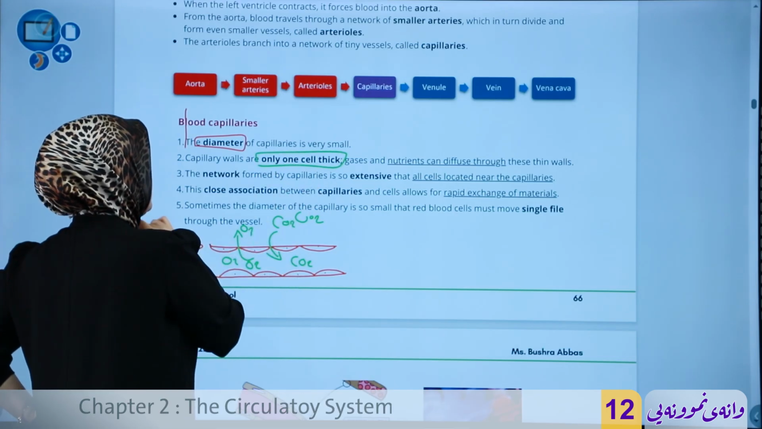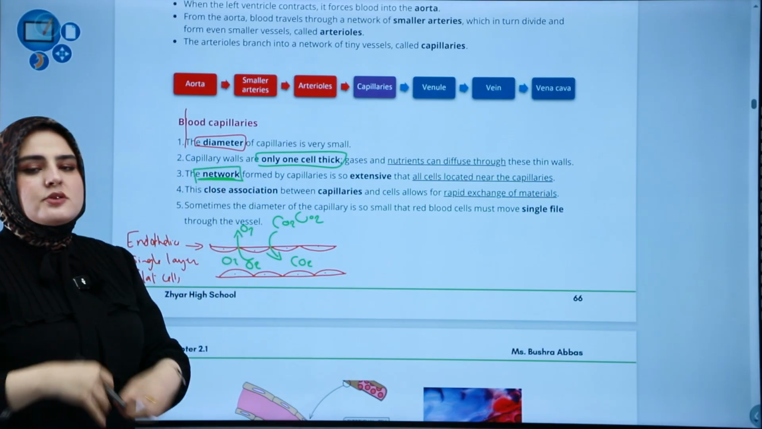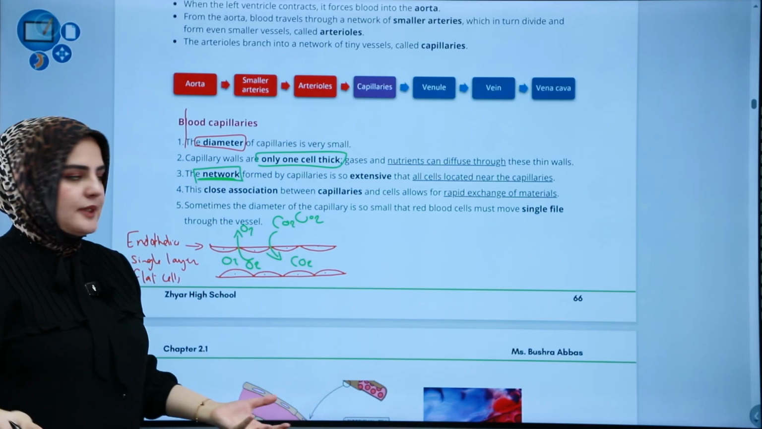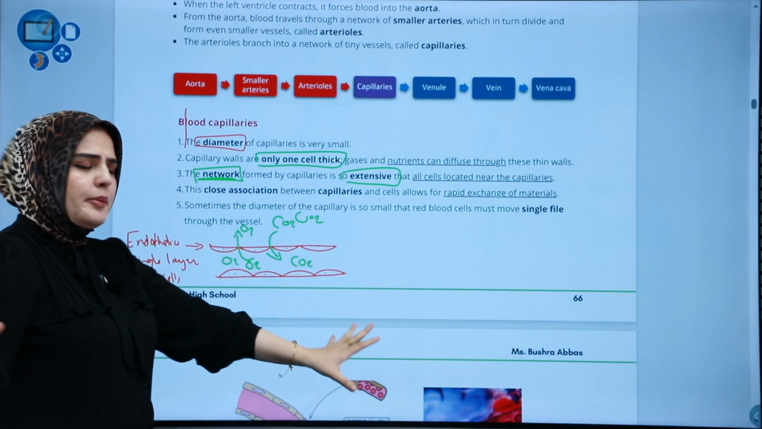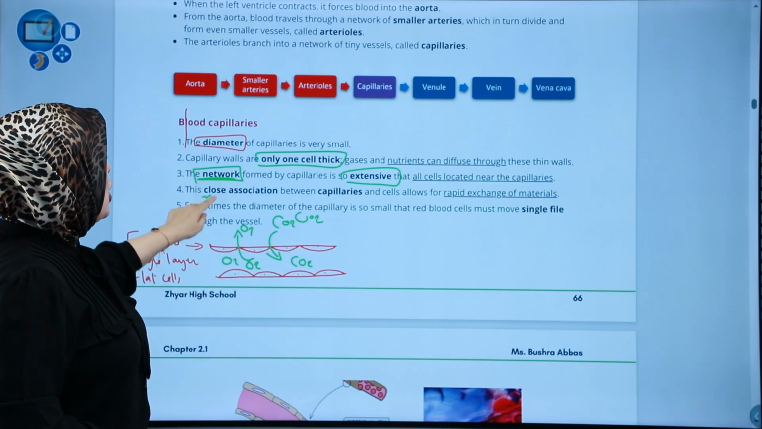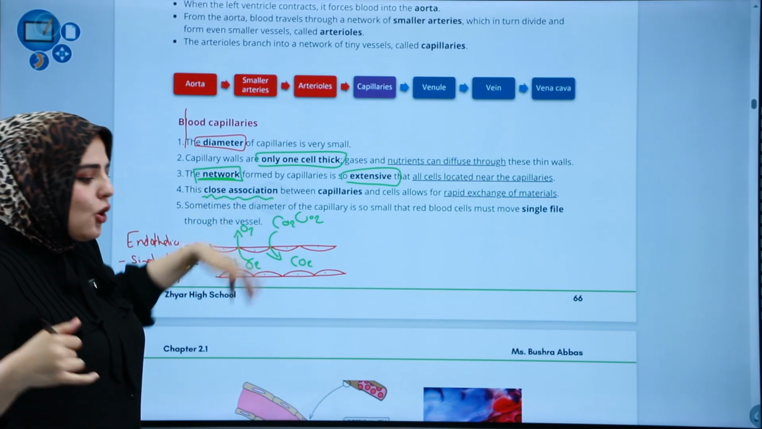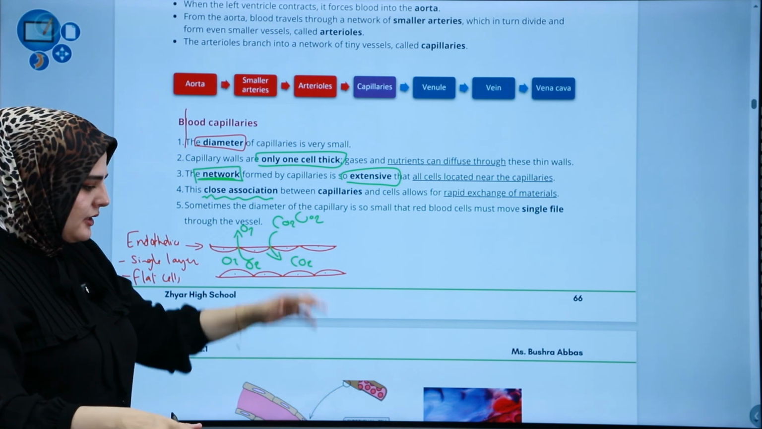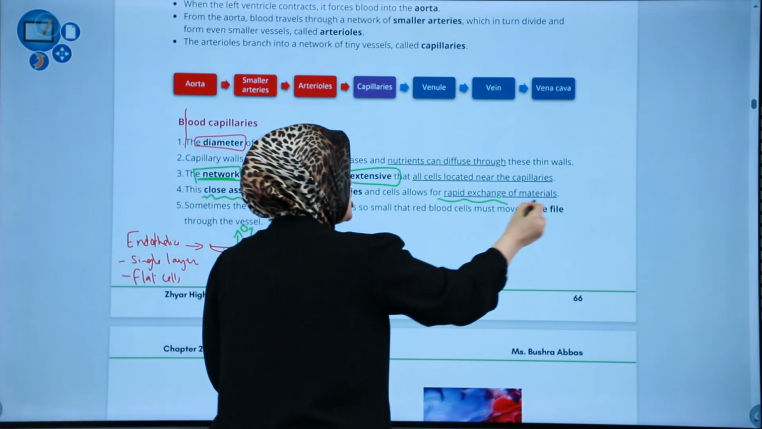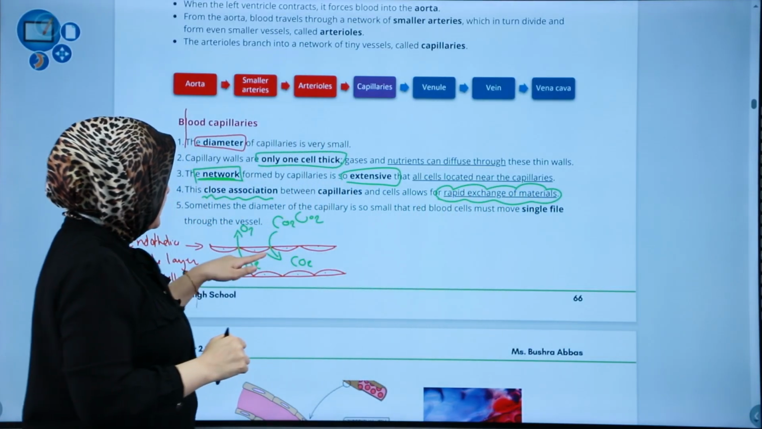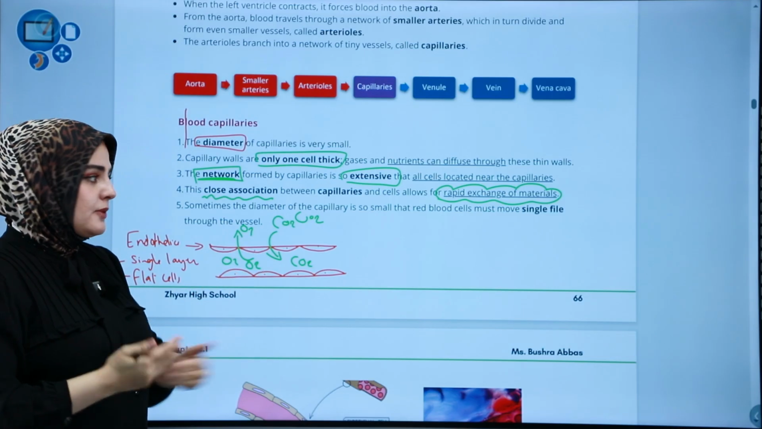Remember, one cell thick. They create a network. That means their numbers are huge. You cannot count it, basically. As they're extensive, going everywhere in the body. They're always close to a tissue. You have a tissue here, there's a capillary here, there's a capillary here as well. And this helps speed up the exchange. Having a very thin wall and an extensive network speeds up the reaction.